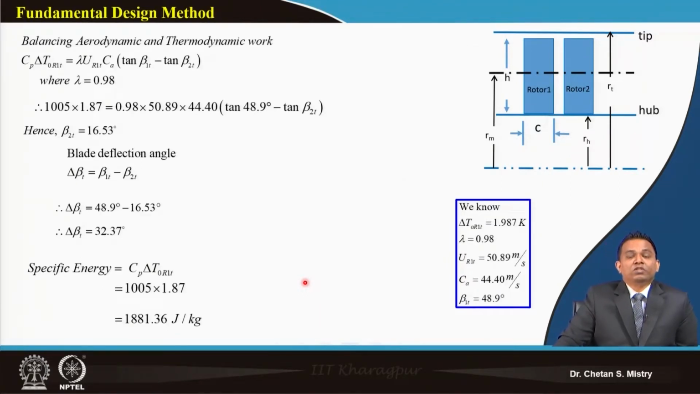Now, based on our fundamentals, we compare our aerodynamic and thermodynamic work at that station to be the same, and based on that we calculate our beta 2, which is coming 16.53. Once beta 2 at the tip is known to us, we can calculate my delta beta, and this delta beta at the tip is coming 32.37 degree. We can calculate our specific energy for the tip station, which is coming 1.88 kilojoule per kg.